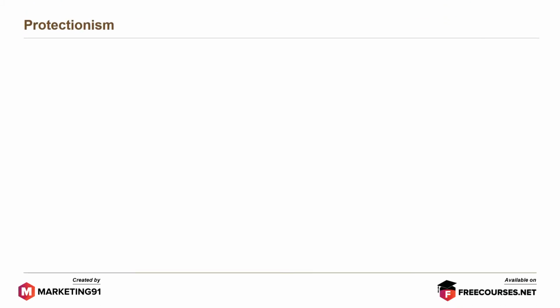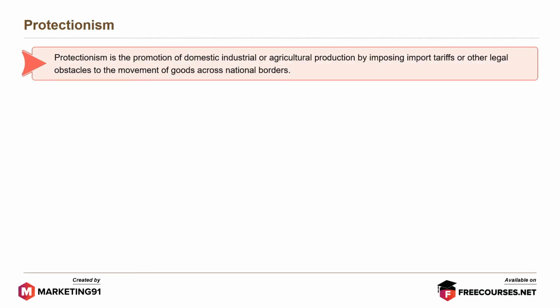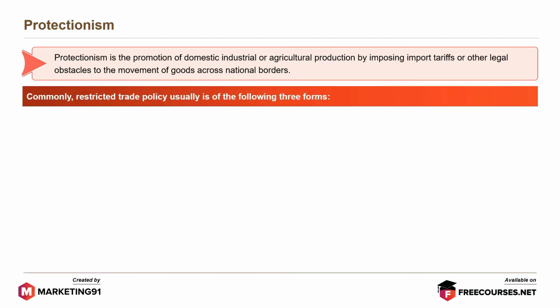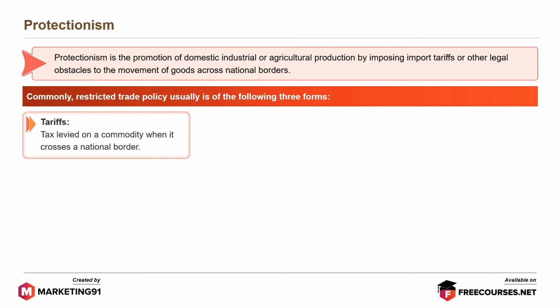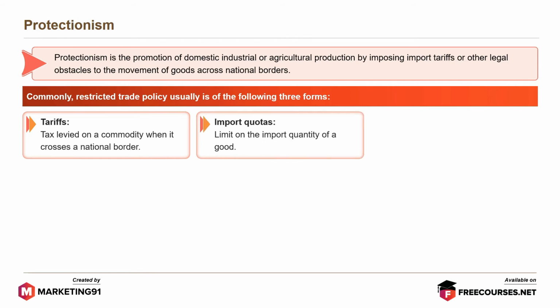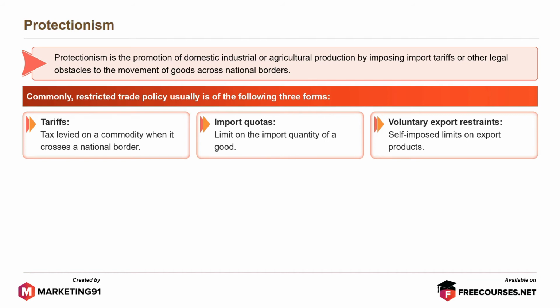Next is protectionism. Protectionism is the promotion of domestic industrial or agricultural production by imposing import tariffs or other legal obstacles to the movement of goods across national borders. Commonly, restricted trade policy usually takes the following three forms. Tariffs: a tax levied on a commodity when it crosses a national border. Import quotas: a limit on the import quantity of a good. Voluntary export restraints: self-imposed limits on export products.